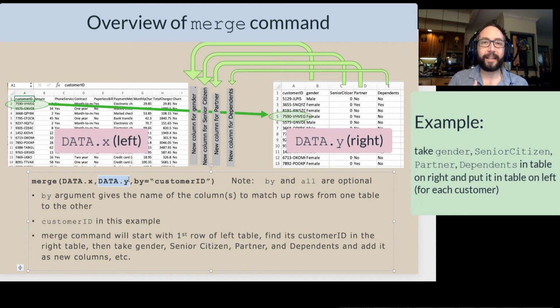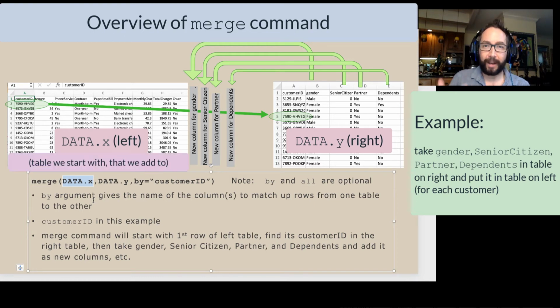And the way that I like thinking about what happens when I run a merge is I say, okay, what's the very first data frame in the merge command? What's that left data frame? That's the data frame that we're going to start out with. And the other data frame in the arguments, that's the data frame that contains information that we want to borrow, that we want to drag into the data frame that we're starting with.